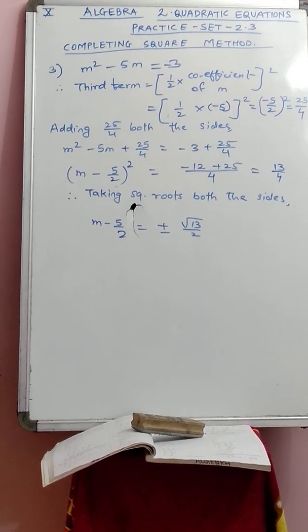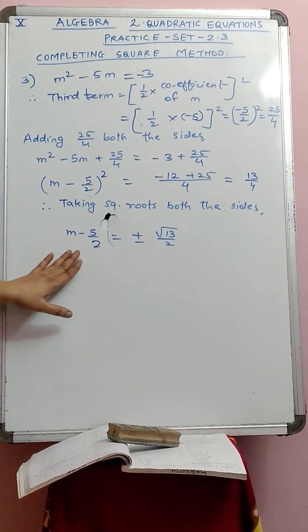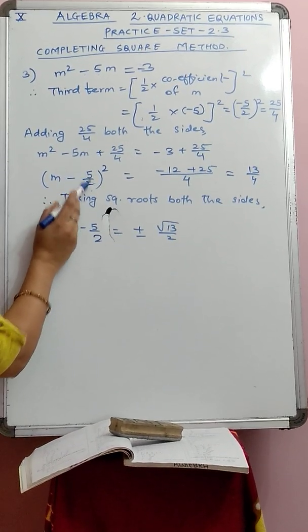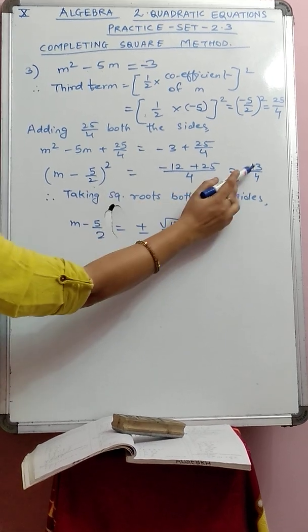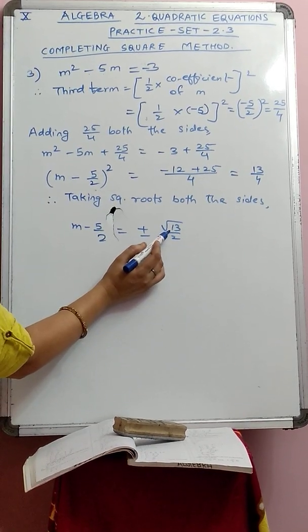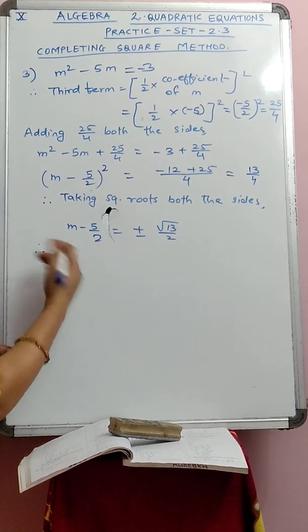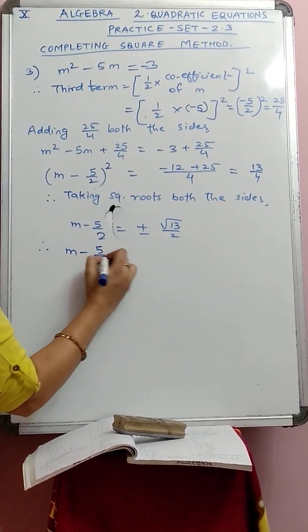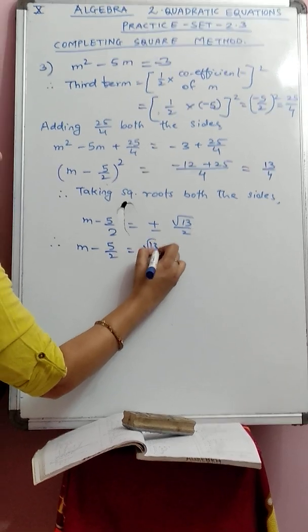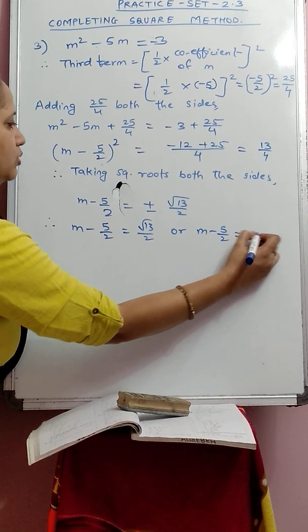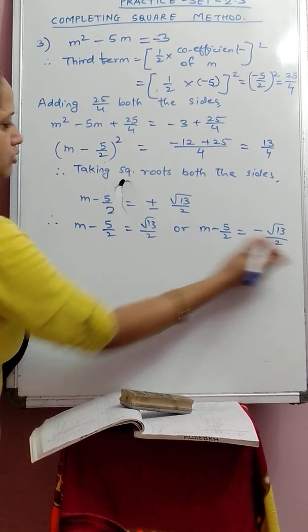Sorry, 2 was there. Then I got m minus 5 upon 2 is equal to plus minus root 13 upon 2. See, m minus 5 upon 2 is here, equal is here, and root 13 is the square root of 13, then the square root of 4 is 2. Then we are going to again split it in 2. m minus 5 upon 2 is equal to root 13 upon 2, or m minus 5 upon 2 is equal to minus root 13 upon 2.